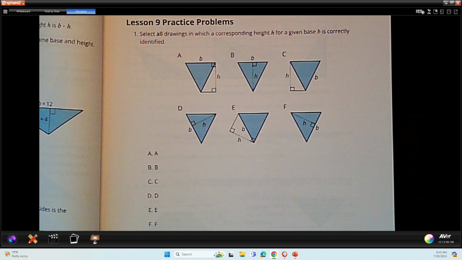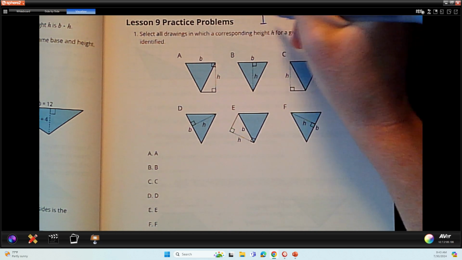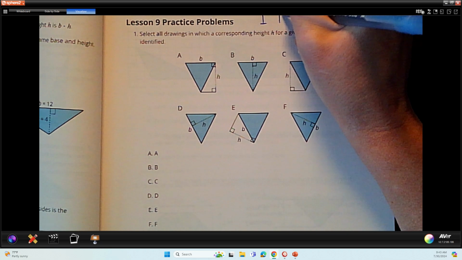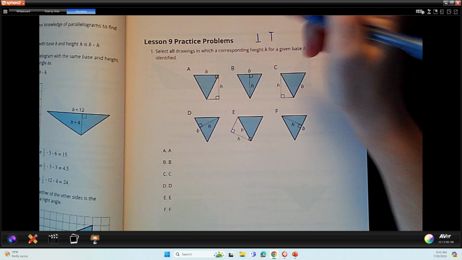We're trying to identify which triangles the base and the height have been labeled correctly. This can be really challenging. Remember, the key for height is it has to make a perpendicular line. So for the height, we're looking for this. We're looking for some sort of T that makes that perpendicular line to the base.